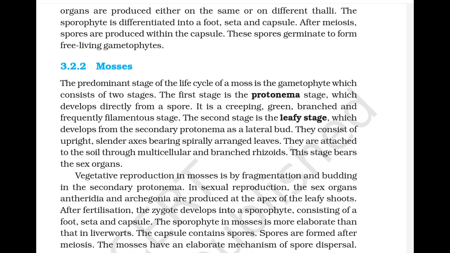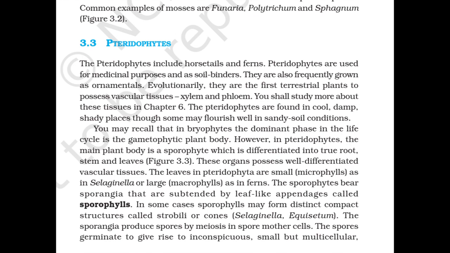After fertilization, the zygote develops into a sporophyte consisting of foot, seta, and a capsule. The sporophyte in mosses is more elaborate than that of liverworts. The capsule contains spores. Spores are formed after meiosis. The mosses have an elaborate mechanism of spore dispersal. Common examples of mosses are Funaria, Polytrichum, and Sphagnum.